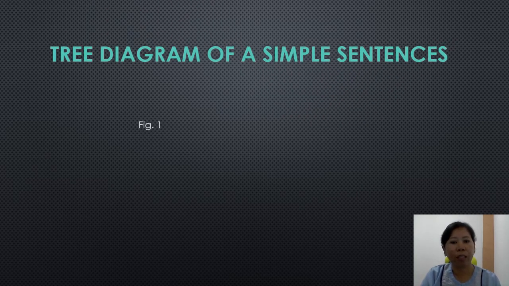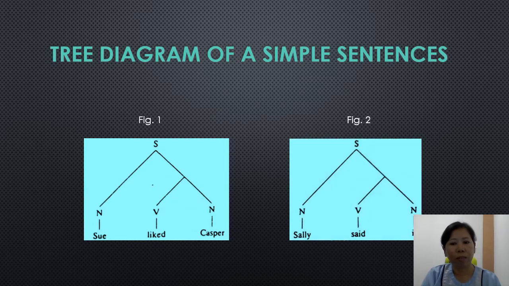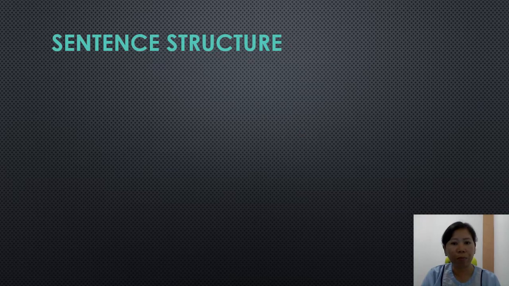Let's look at the tree diagram of a simple sentence. Sue liked Casper. Sue is the noun, liked is the verb, and Casper is the direct object. In sentence 2, Sally said it. Sally is the noun, said is the verb, and it is the direct object. Later on, we're going to discuss more about direct objects.